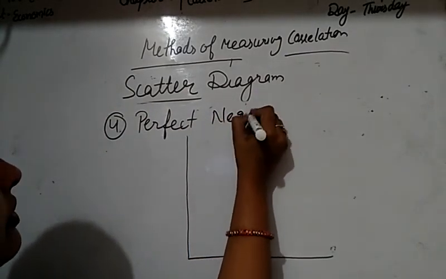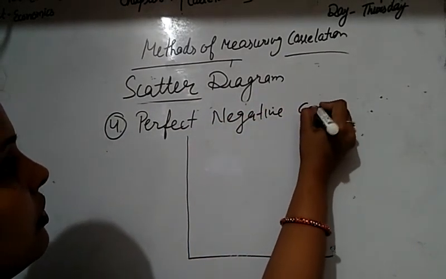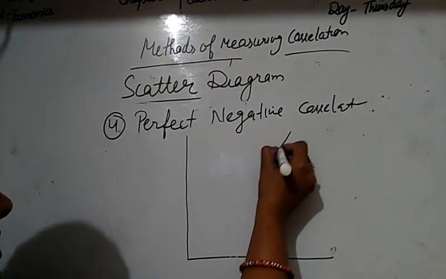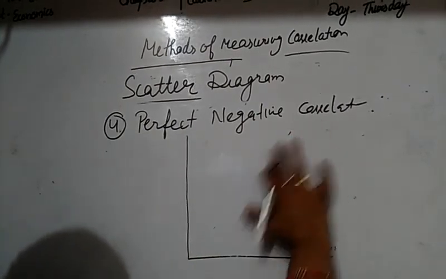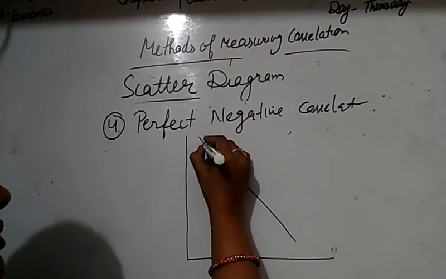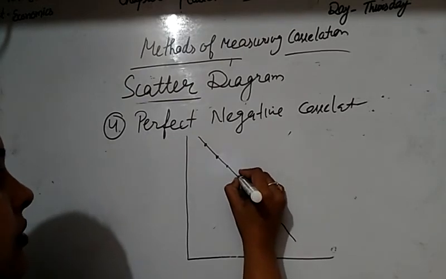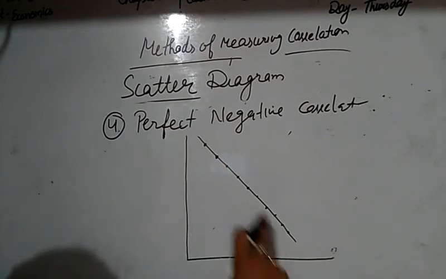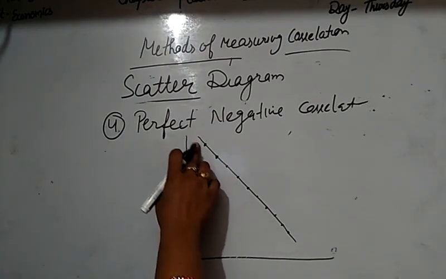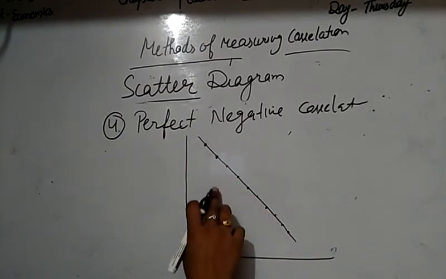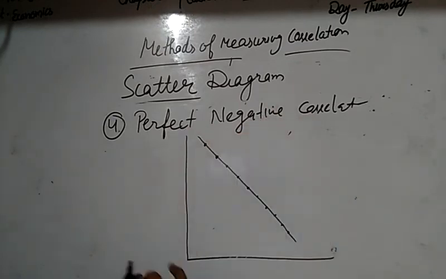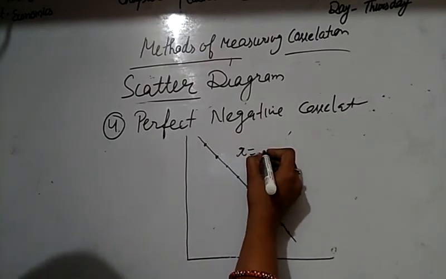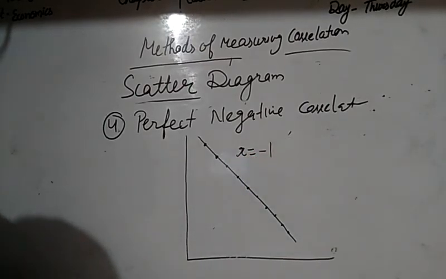Next is perfect negative correlation. When all points on the scatter diagram lie on the downward sloping line, to that we call perfect negative correlation, and it is presented as R is equal to -1, where R means correlation. Clear, students?